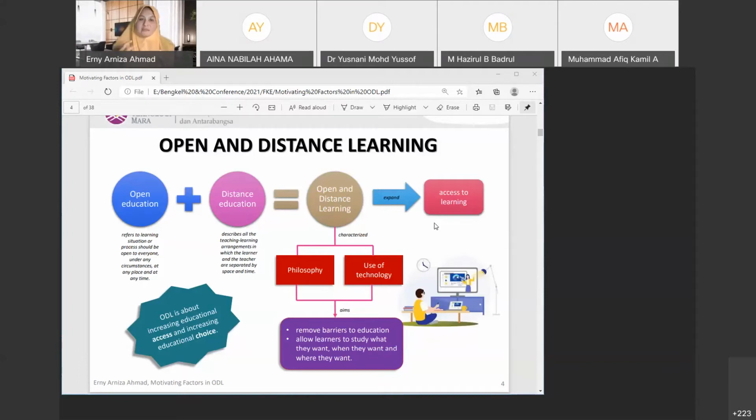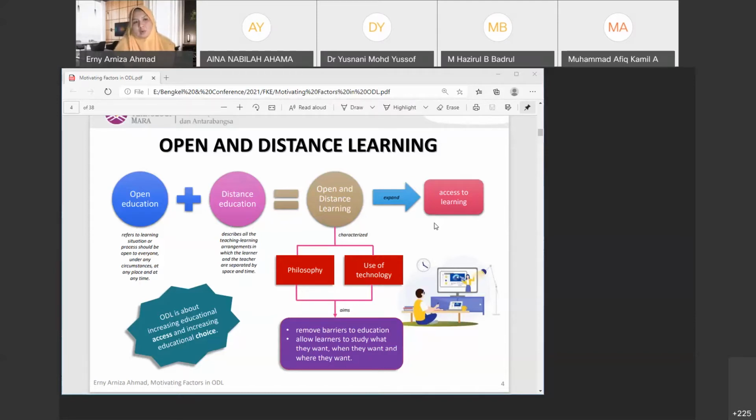The major philosophy, the major goals, the main point is to allow everybody to have access to learn, to the education. So that's why we have this concept, open education. So open education is the second concept here. Open education refers to the learning situation or process that should be open to everyone under any circumstances, at any place and at any time.